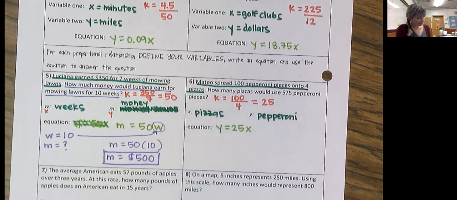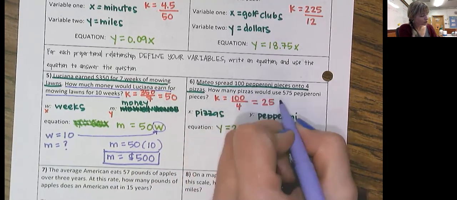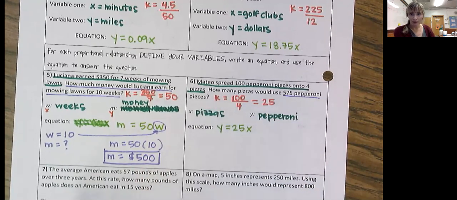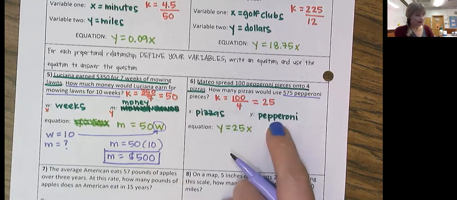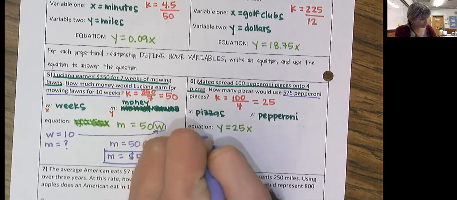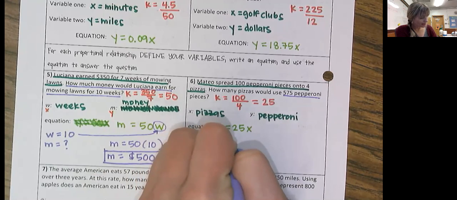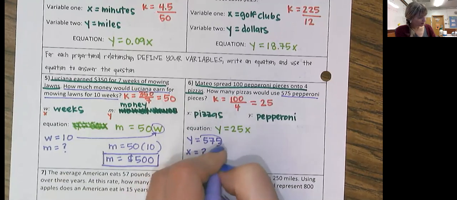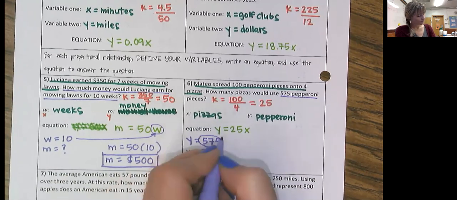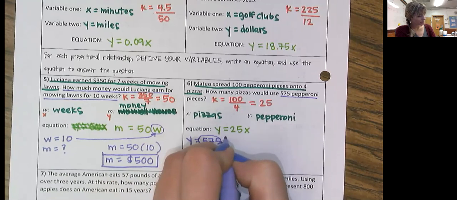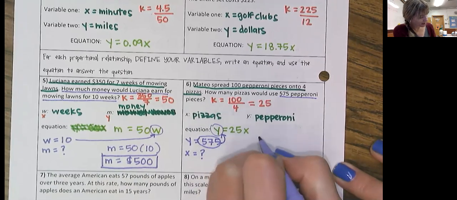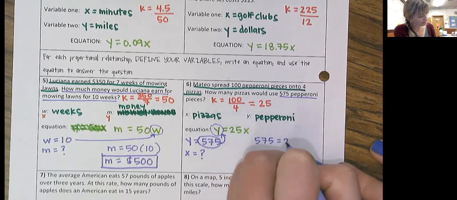And now look at this. This question says, how many pizzas would use that much pepperoni? They gave me pepperoni. Is that X or is that Y? This time they're telling me Y and asking me to find X. This time then, where should I plug this in? Not there, but there. I'm going to plug it in right there and watch what happens. So now I have 575 equals 25x.